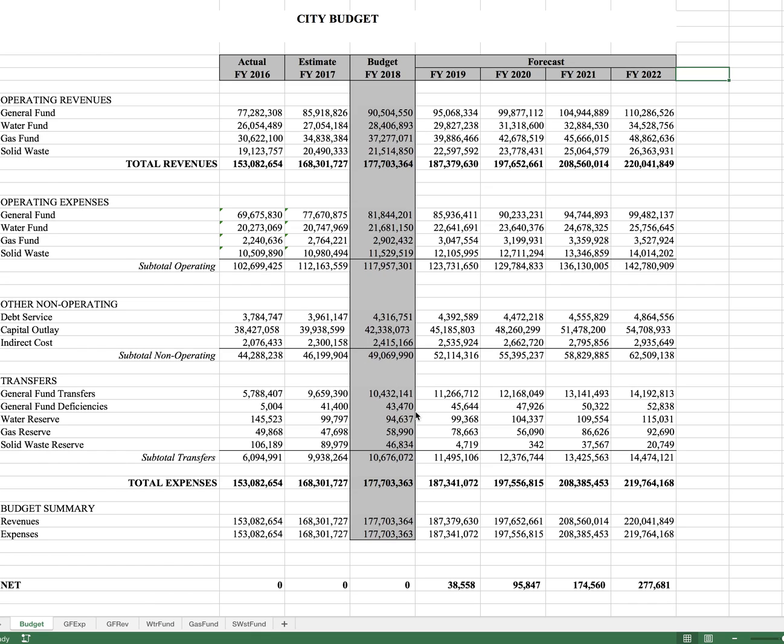Looking at our summary here, we have our actual FY16. Our data for 2017 is an estimate because we're still in the fiscal year, right? So we don't know exactly what we've expended. We won't know that until the fiscal year is over, and then of course we have what we're requesting for the next fiscal year, and then the next 4 years are basically forecast years, what we're forecasting for our budget over the next 4 years.